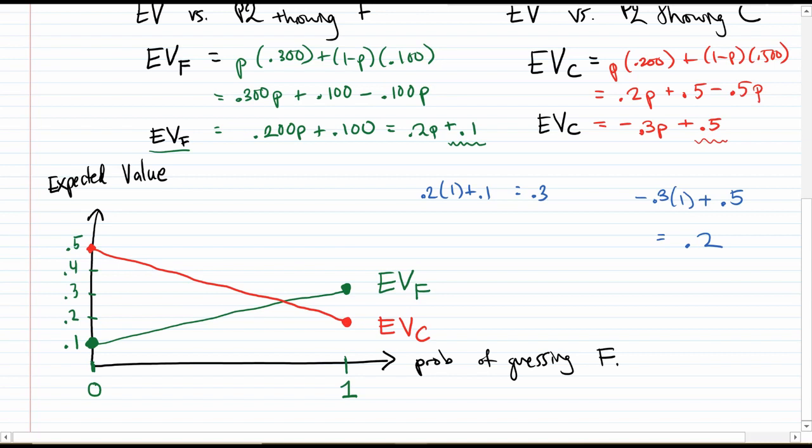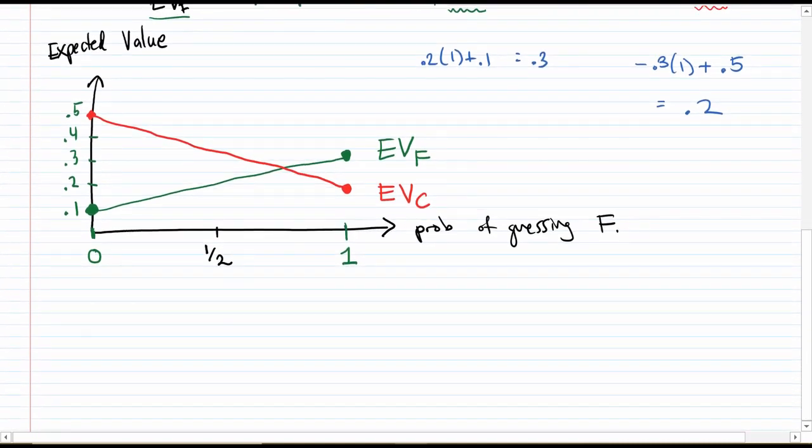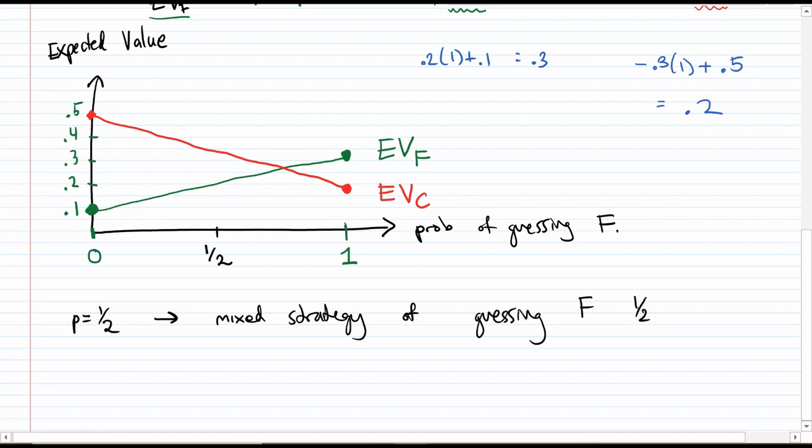Okay, and the idea is that along the way, right, I could have a new mixed strategy. What if I go halfway in between? So if I choose p equals 1/2, this corresponds to the mixed strategy of guessing fastball half the time, which implies that I'll be guessing curveball for the other half the time.